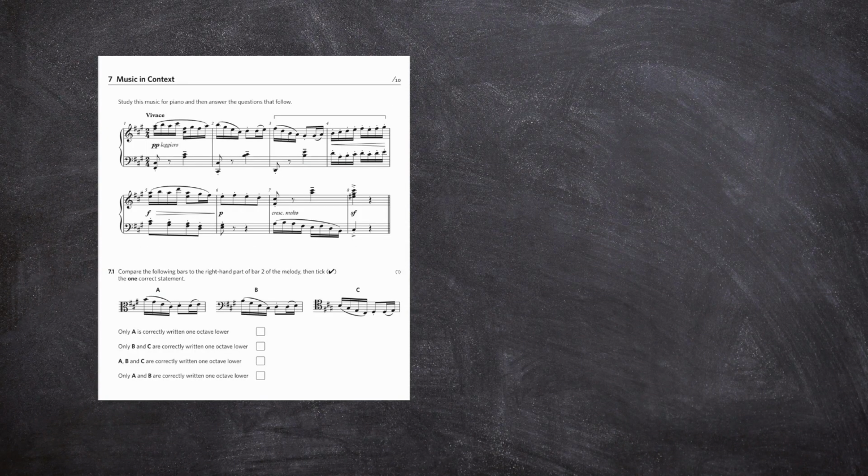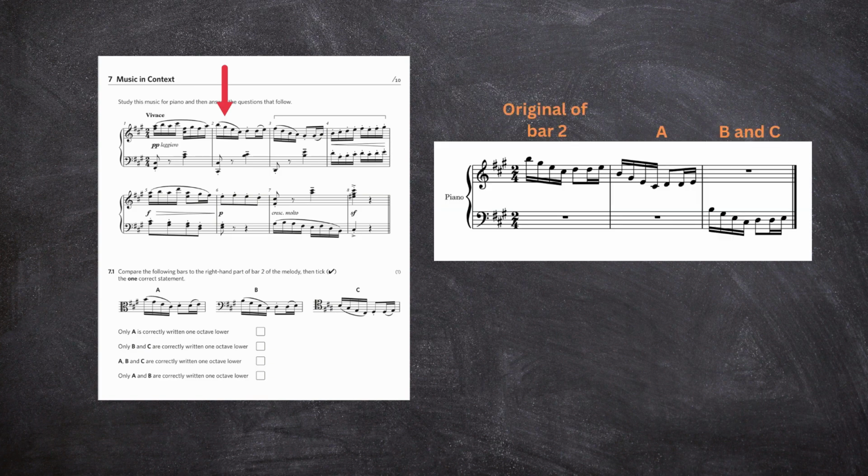Part 7. Music in context. Question 7.1. Compare the following bars to the right-hand part of bar 2 of the melody, then tick the one correct statement. This question requires careful reading on different clefs. In statement 1, it is said that only A is correctly written 1 octave lower than the melody in bar 2. This statement is correct.